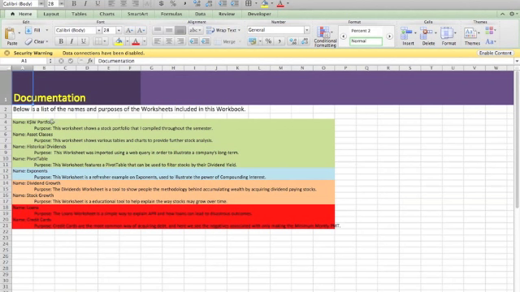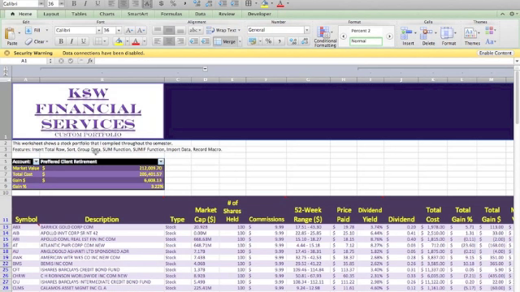Here on my documentation page, I've got a list of the worksheets in my workbook. I just created one workbook for the project by combining the worksheets together. The name of the first is KSW Portfolio. The purpose of this worksheet is to show the stock portfolio that I compiled throughout the semester.